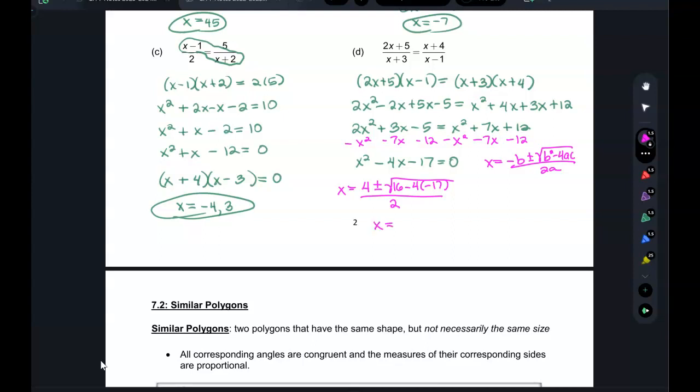All right, let's see how that simplifies. So that's going to become 16 plus 4 times 17 because that's a positive there. So that's going to be square root of 84 over 2. Now 84 we can simplify to 2 root 21. And then I can reduce that even further. So it'll just be 2 plus or minus root 21.